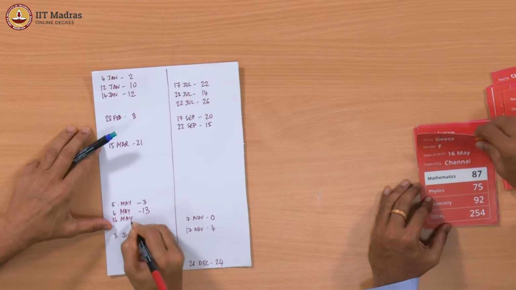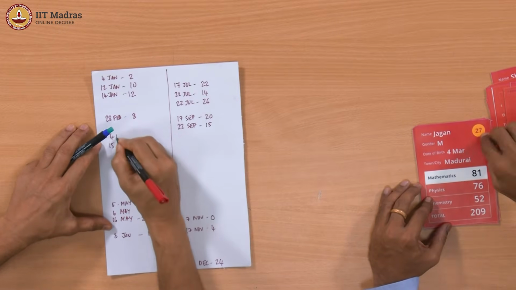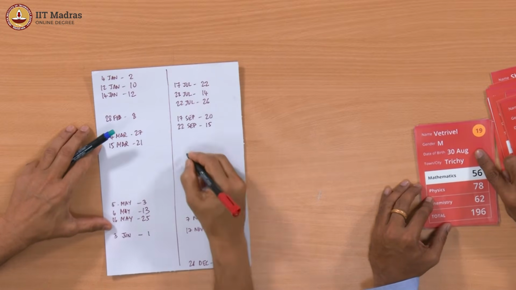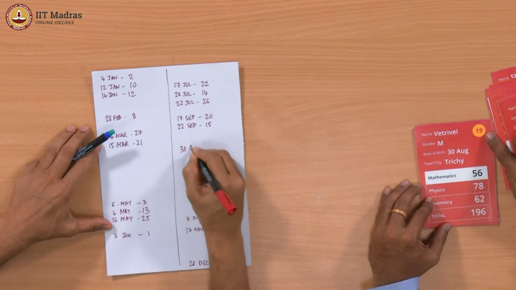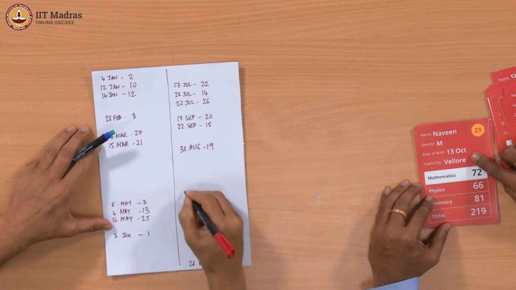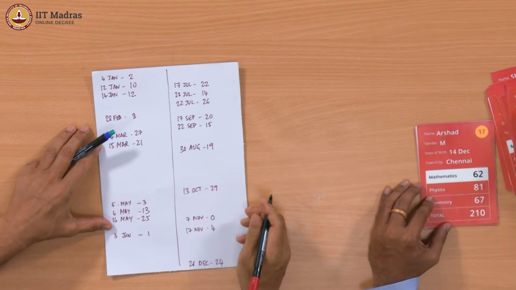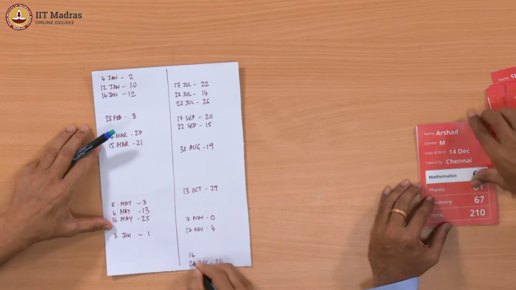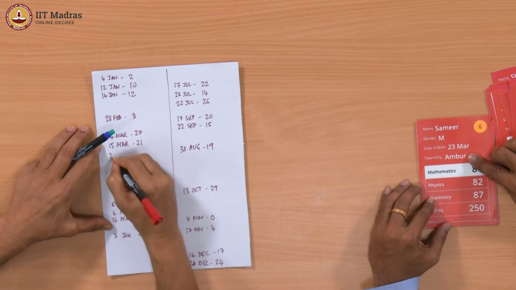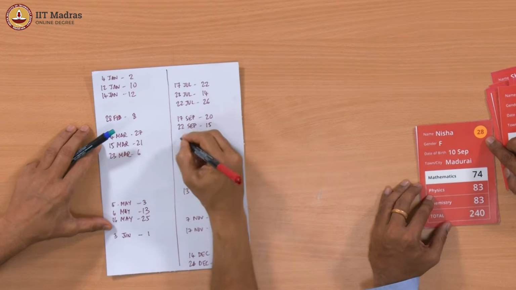25. So far we have not seen anything, right? No. 4th March. Okay. 27. Okay. 30th August. Okay, so I'll write it below September because I run out of space. 19. Okay, 13th October, okay, 29. Okay, 14th December, okay, 17. 23rd March, okay, 6. 10th September, okay, 28.